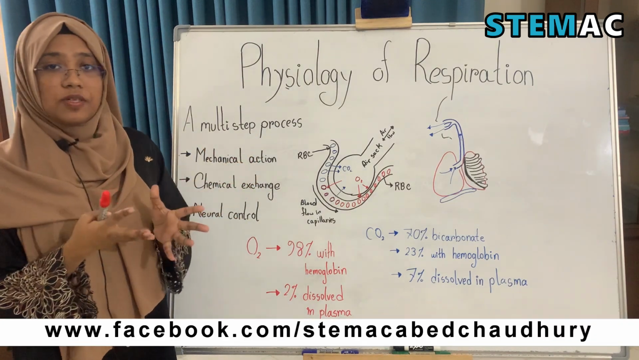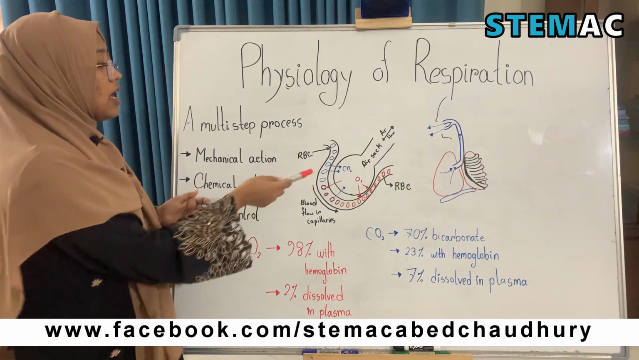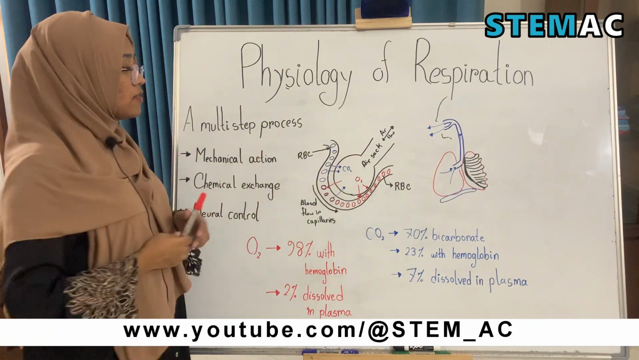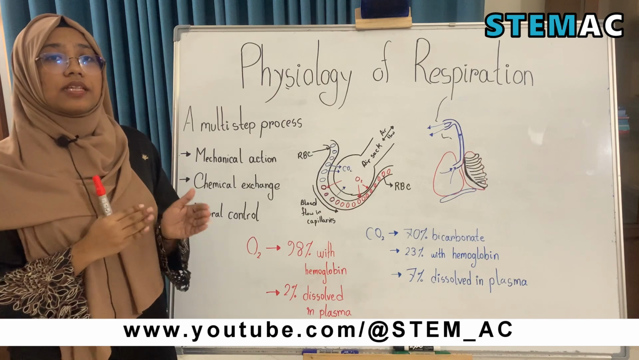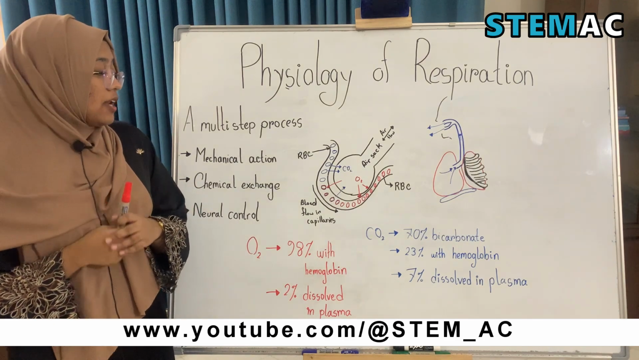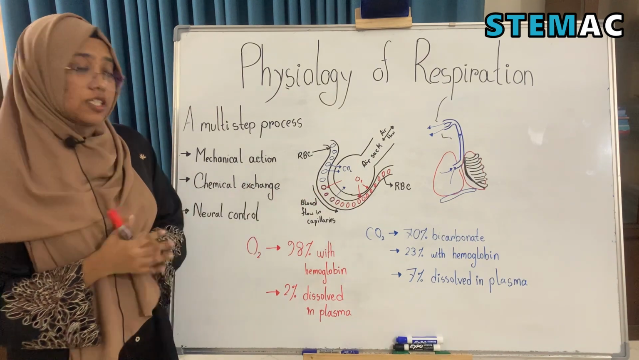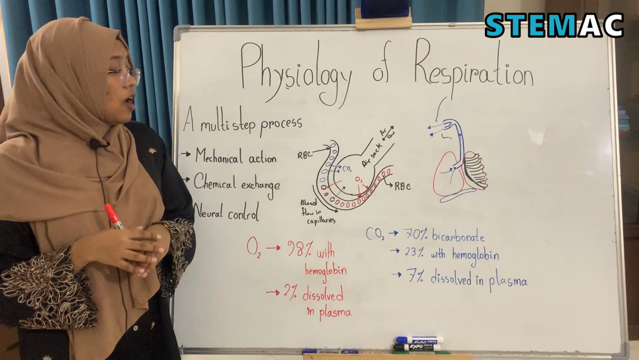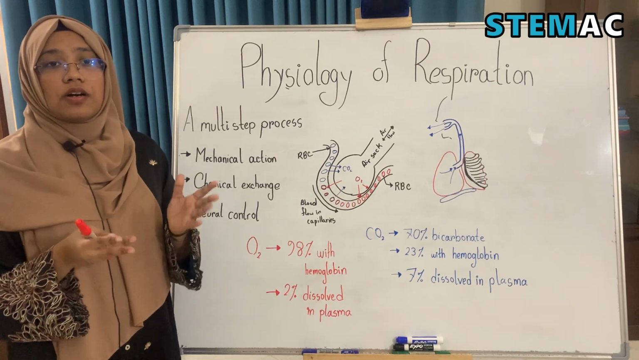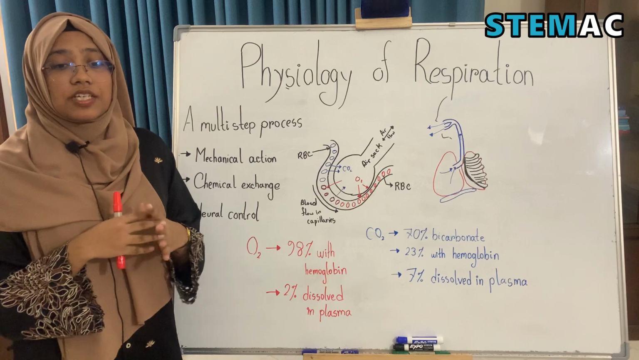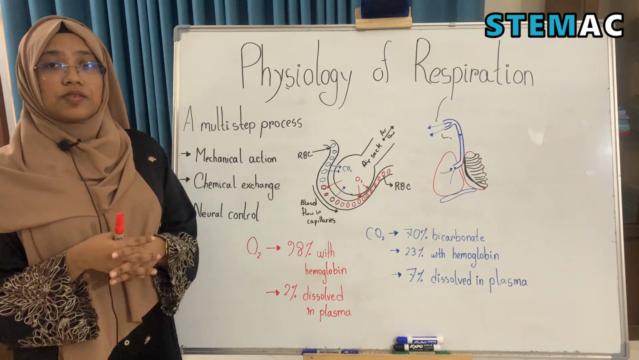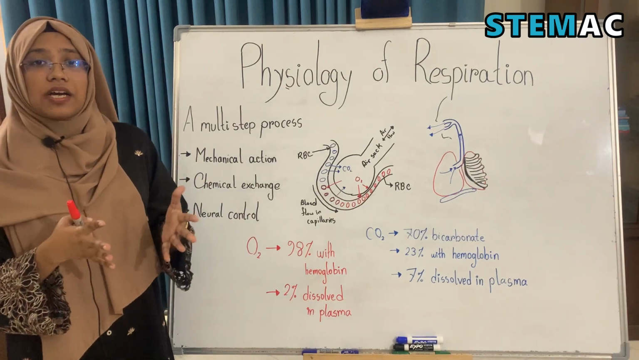Why does this happen so easily? This is because the wall of the alveoli is very thin. This helps in the exchange, and also it has a close proximity to the pulmonary capillaries. Also, there are millions of alveoli in our lung. This creates a larger surface area. As a result, the gas exchange becomes easy.